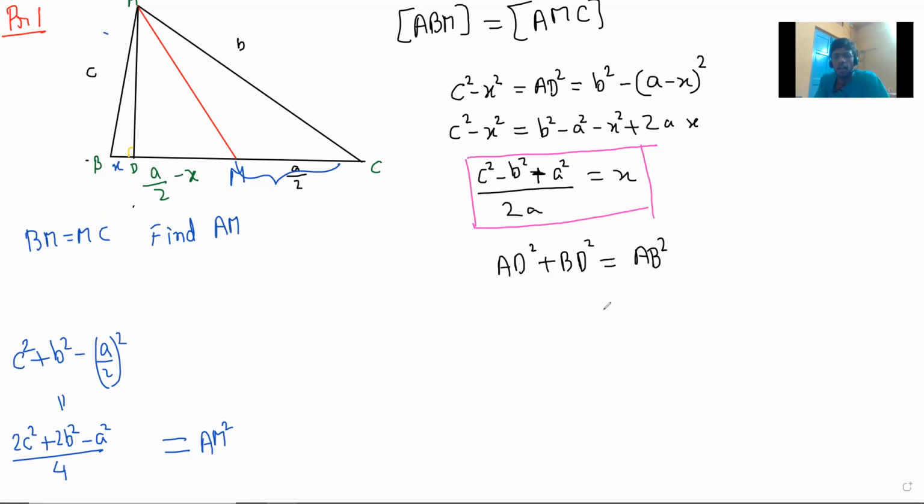You get this equation. And in this way, you just write the other equations. You get AD square plus DM square is equal to AM square. And similarly, you see there is a third equation, AC square related to that. Once you write these carefully, then you can decide which one to add and subtract to get your AM square. That's going to be much neater.